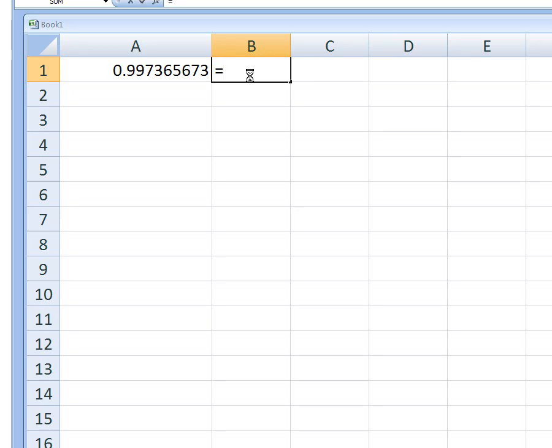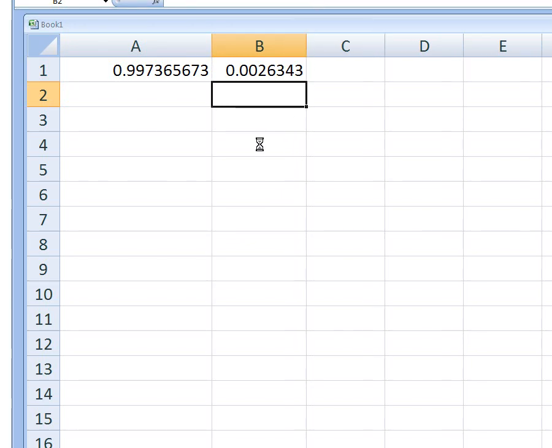And so what we really want to calculate a p-value is the probability of being less than that. So let's say equals 1 minus this 0.997, and we get a very small probability, 0.026343. This is the area less than our statistic in one tail. Since this is a two-tailed test that we were doing, this is half of the p-value, and we need to multiply that by 2 to get the entire p-value. So equals 2 times. So our p-value is about 0.005 in this example.